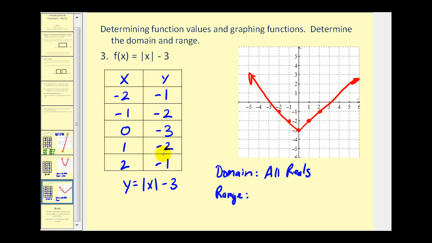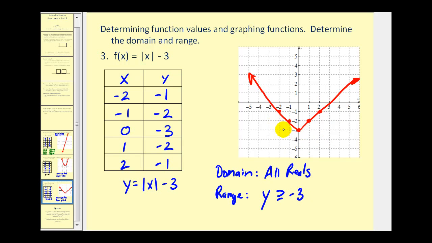Now the range is a set of all y values. Remember the y-axis is the vertical axis. We want to ask ourselves, how does this function behave moving up and down? Well, it does go up forever, but it doesn't go down forever. In fact, the lowest y value is -3. So our range is going to be y greater than or equal to -3.